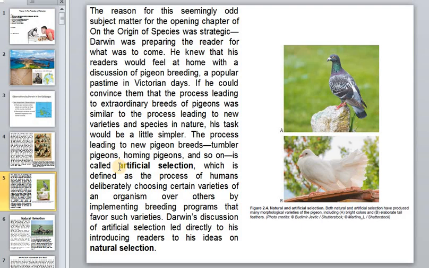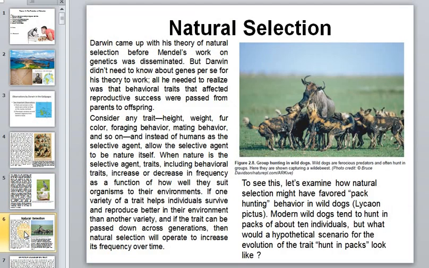And Darwin's discussion of artificial selection led directly to his introducing readers to his ideas of natural selection. We will talk about natural selection first, and how Darwin came up with his theory of natural selection before even Mendel's work on genetics was disseminated. But Darwin didn't need to know about genes per se for his theory to work.